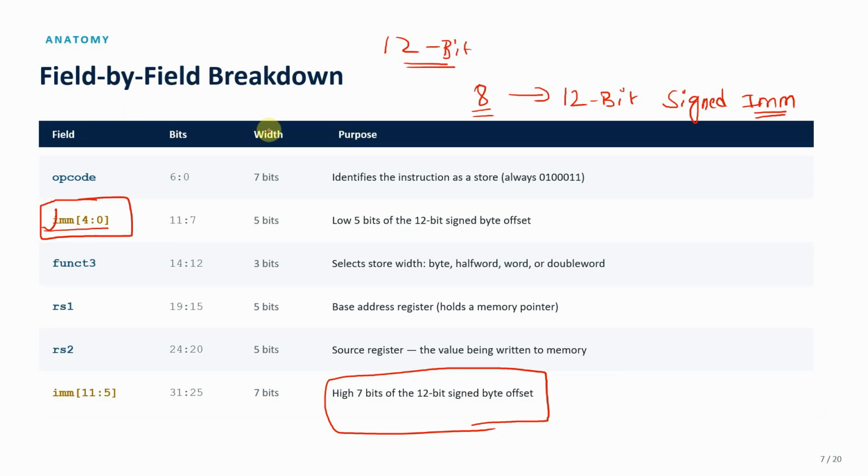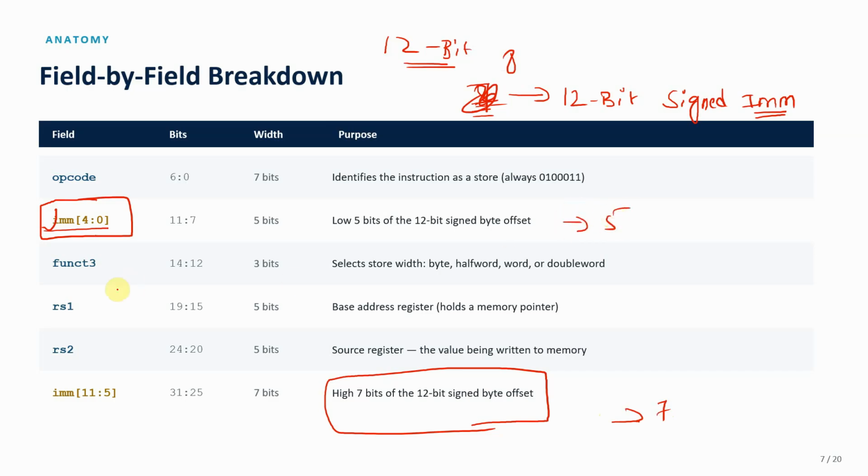So this is how we store the 12-bit signed immediate value across two fields, where immediate 11 down to 5 is the high 7 bits of the 12-bit signed byte offset, and the lower bits are represented using the lower 5 bits. Sorry, this is basically 7 bits, and this is basically 5 bits.